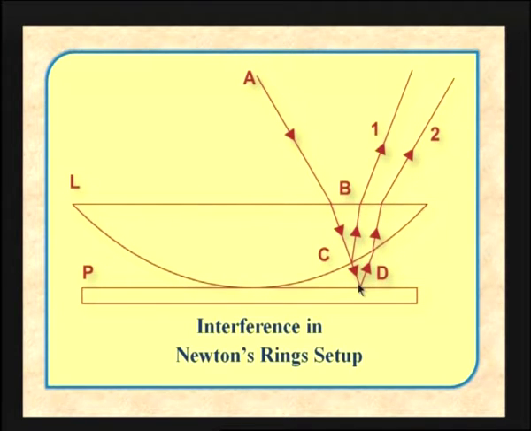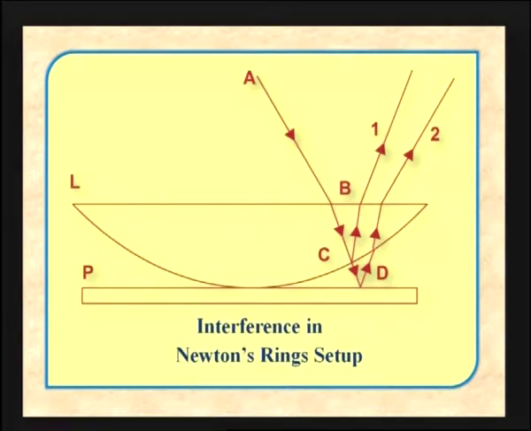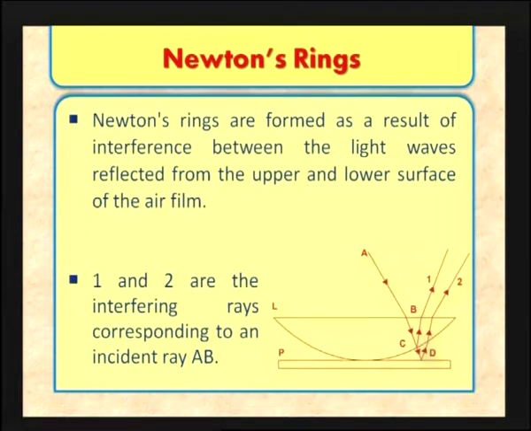So, for a given thickness, say at this point, this thickness t_m or t_(m+1), you will be getting the (m+1)th dark band or the (m+1)th bright band. Here you will be getting the (m+1)th ring and the (m+2)th ring and so on, dark rings. So, this is the interference pattern that you will be getting, the Newton's rings setup, with the lens sitting on the glass plate. Again, rays 1 and 2 are the interfering rays corresponding to the incident ray AB.